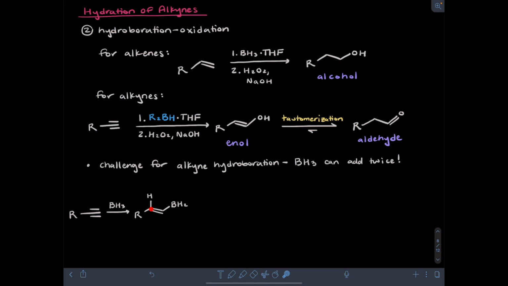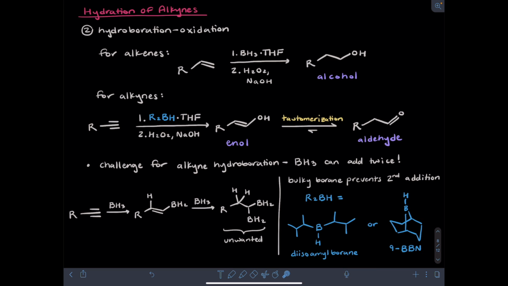You would still have one pi bond remaining. The problem would be that this alkene that you formed could also react with BH3 to give another addition of a hydrogen and a BH2 across this molecule to give you a molecule with two BH2s present. And this is undesirable if you're trying to get to an aldehyde product.